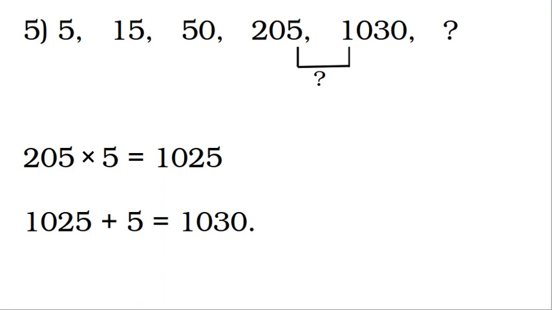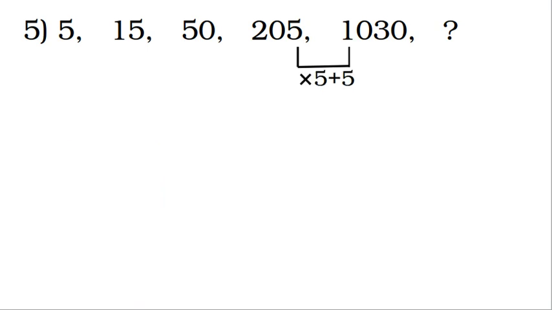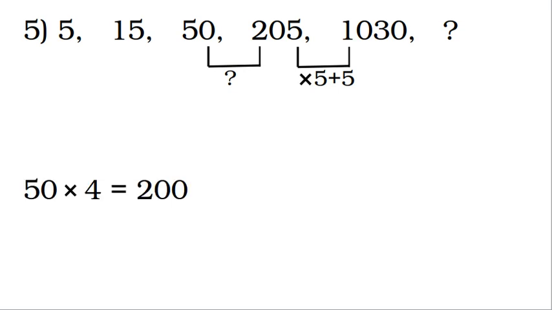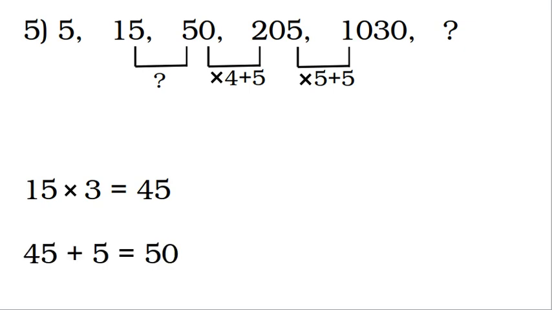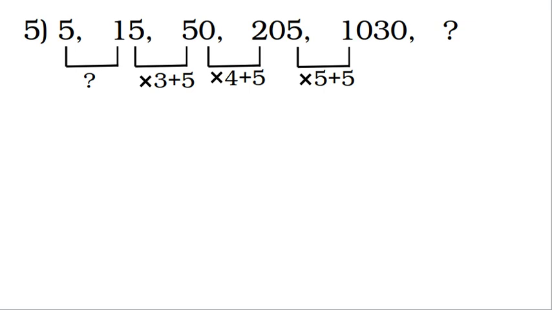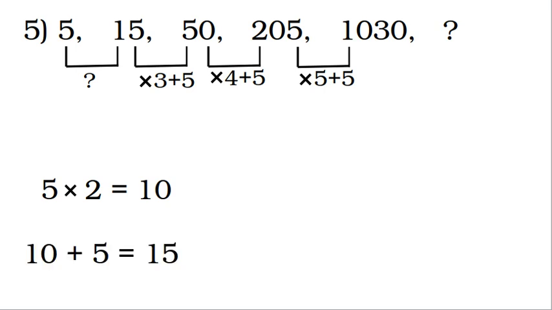Can we relate 50 and 205 in the same way? 50 times 4 is 200. 200 plus 5 is 205. Now I want you to relate 15 and 50 in the same way. 15 times 3 is 45. 45 plus 5 is 50. Now 5 and 15. 5 times 2 is 10. 10 plus 5 is 15.